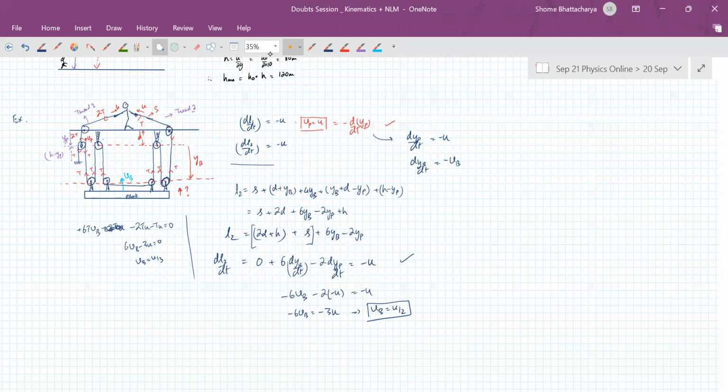Yeah, what were you saying? Sir, is it possible to do with another method, pulley constraint? This is only pulley constraint. This method that we have applied is pulley constraint only. Sir, but I think it is a differentiation method. What differentiation? Thread length. So thread length conservation I have used here.